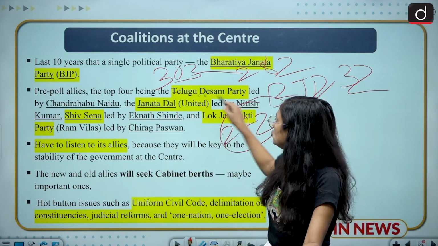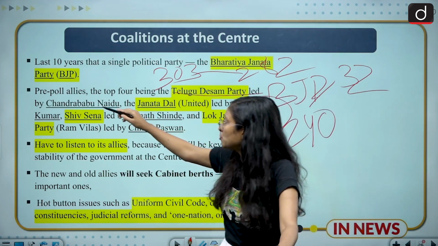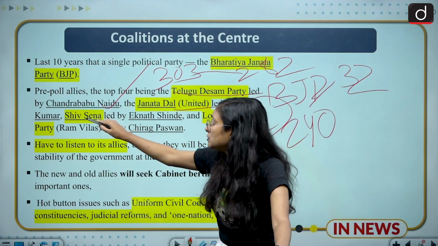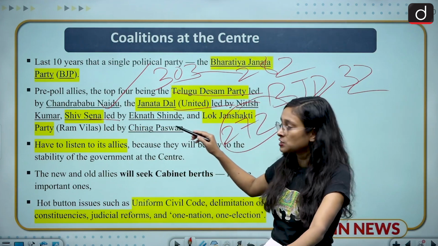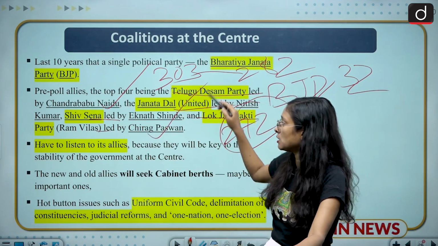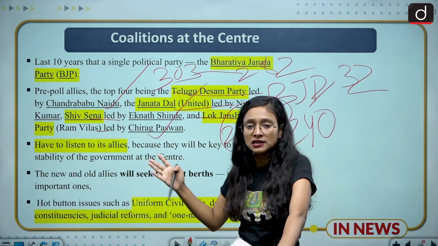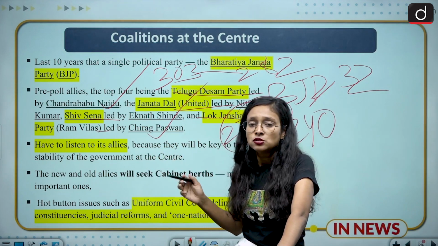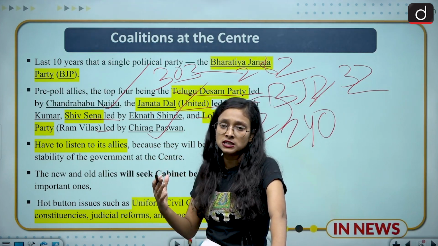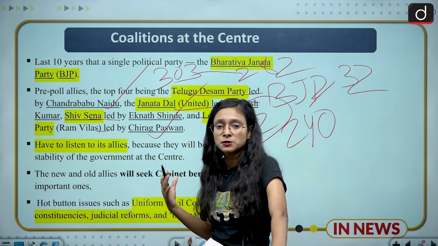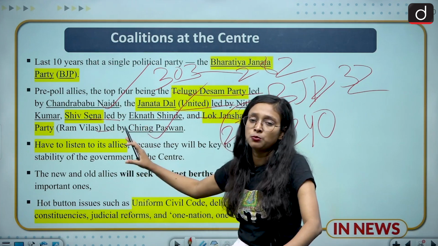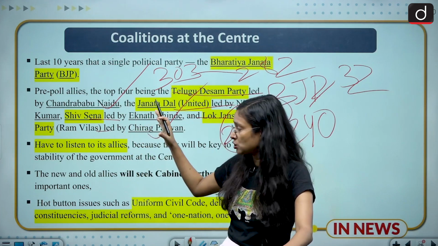So we have Telugu Desam Party led by Chandrababu Naidu. We have Janata Dal United led by Nitish Kumar. Then we have Shiv Sena led by Eknath Shinde and Lok Janshakti Party Ramvilas led by Chirag Paswan. So these are the pre-poll allies of the NDA. We don't know yet who has extended their support towards NDA and BJP, that they are okay with forming the government. But this is a scenario of pre-poll allies, that they fought election together.